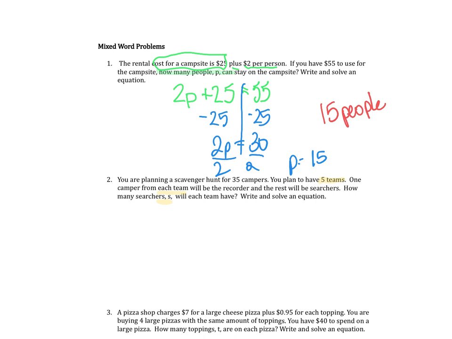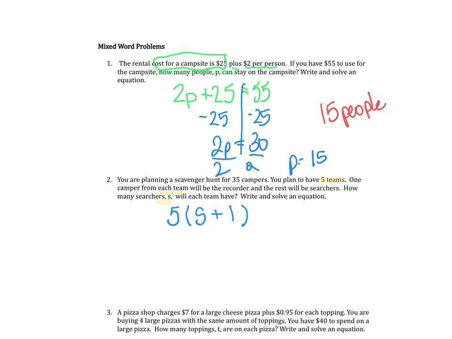So in this case, I know that I'm working with parentheses because I'm talking about teams. So a team, and I'm going to put that in parentheses, a team is made up of S searchers and 1 other person that is the recorder. So this S is the number of searchers we need, and then plus 1 person we need to be the recorder. So that's how many people can be on a team. Now we're going to have 5 of these teams.